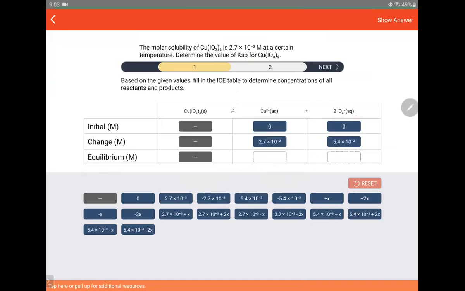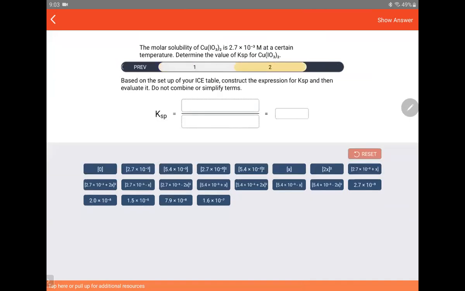And so those same values will go here. Now we will use these, so we have to remember these as we go to the next step, to step 2, because they will go into our expression. Now, we have 2.7 times 10 to the -3. There's nothing on the bottom because we have a solid on the bottom.